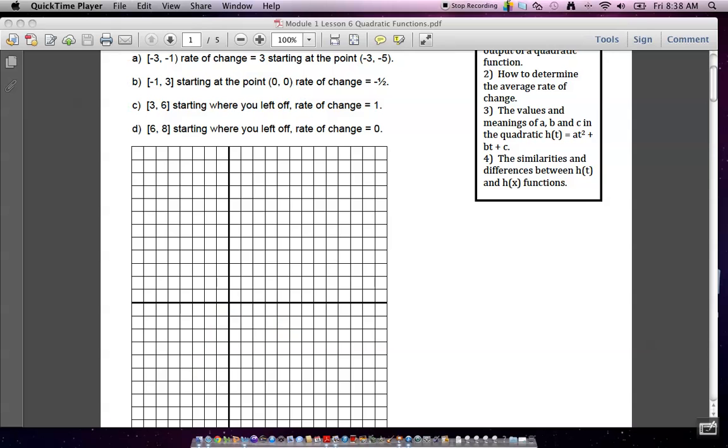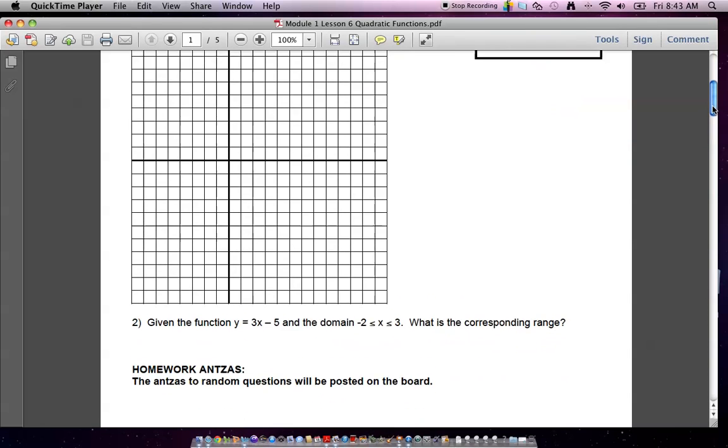So now we go to a new topic. We spent the last 3 days on piecewise linear functions. Today we talk about quadratics. We talk about how to get the output of a quadratic function, how to determine this thing called the average rate of change, which is a little different than just the rate of change. It's done the same way though. Values a, b, c in this quadratic equation, and the similarities between h of t and h of x functions.